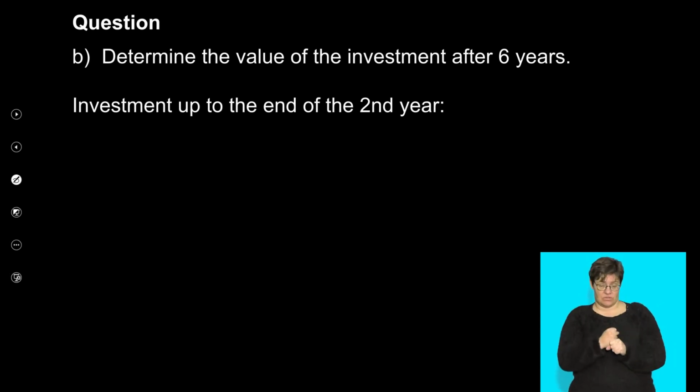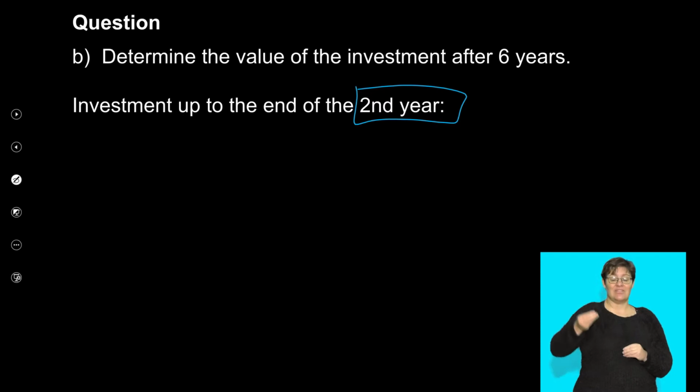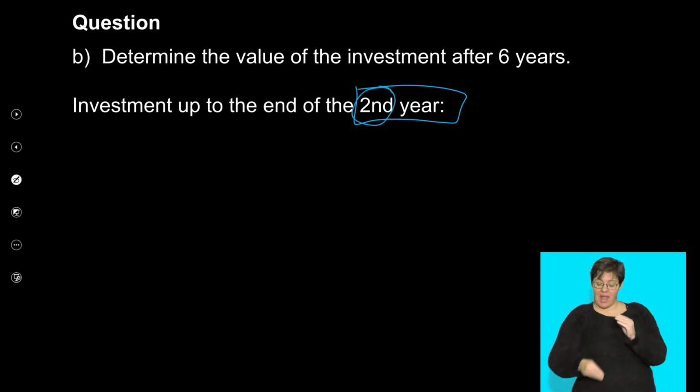Firstly, we need to look at the investment at the end of the 2 years, right? Because the interest changes after that, but not yet the interest, because it only changes on the 3rd year. So there's a new amount that is added. That's why we're only focusing until the 2nd year.